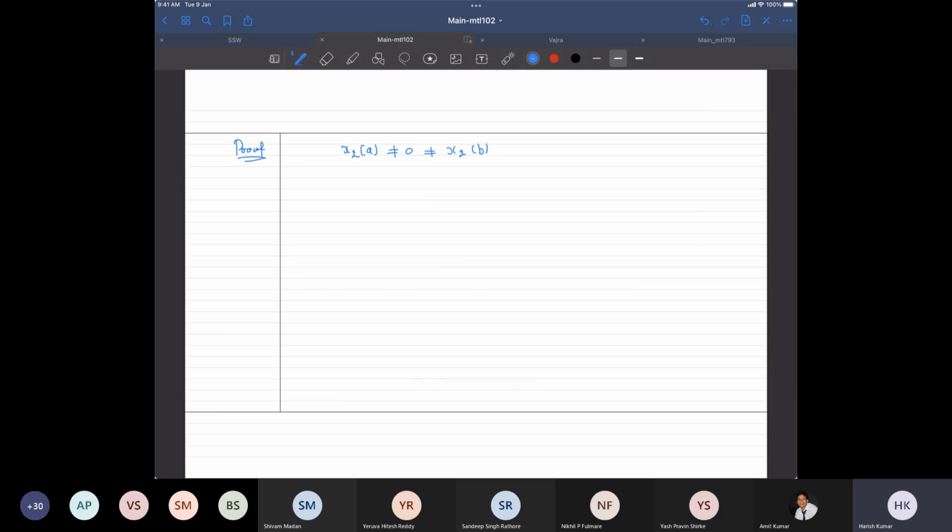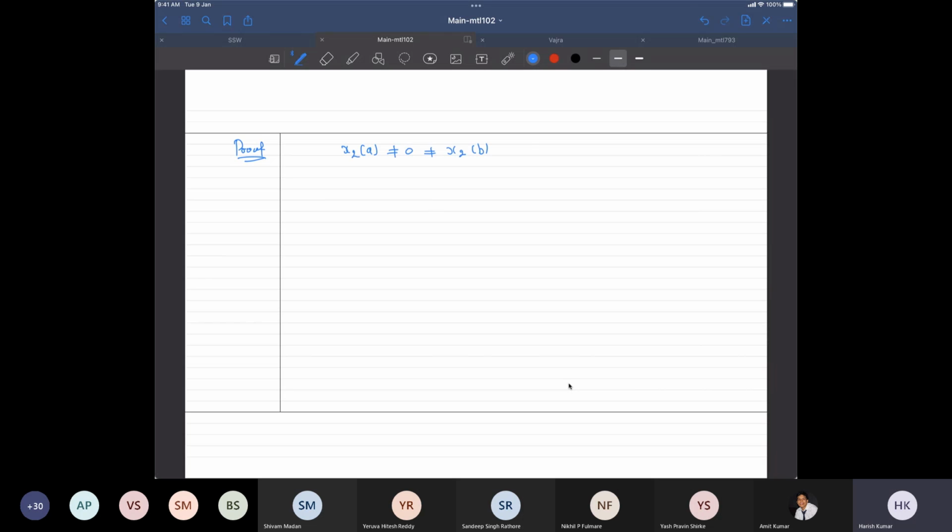Can somebody tell me why x2 will not vanish at a and b? Sir, because they're linearly independent. Yes, exactly. So if x2 vanishes at a, then the Wronskian at a of x1, x2 will be 0. Similarly, if x2 vanishes at b, then the Wronskian of x1 and x2 at b is 0. And if the Wronskian is 0 at one point, it will be 0 everywhere. Note that they are solutions of a second order linear ODE. Okay. So this cannot happen.